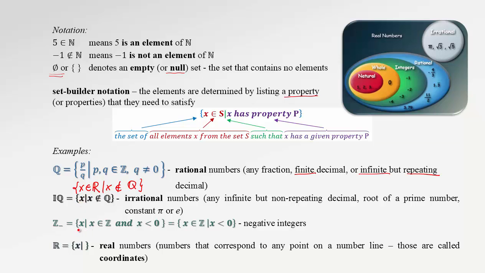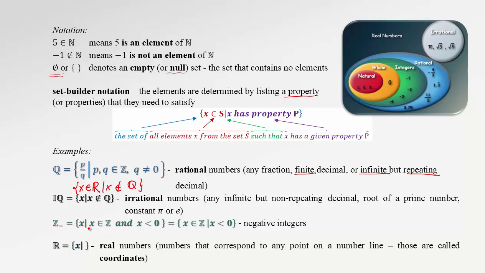Let's see another example. Here we want to represent negative integers. So how can we do that? First of all, the set of negative integers can be marked as double stroke Z with a subindex negative. And then we say this is the set of all real numbers such that my number is really an integer and my number is smaller than 0. Okay, that's one way of representing negative integers.